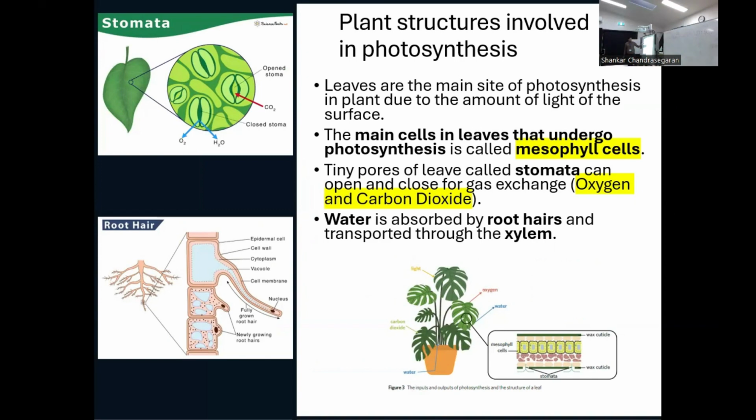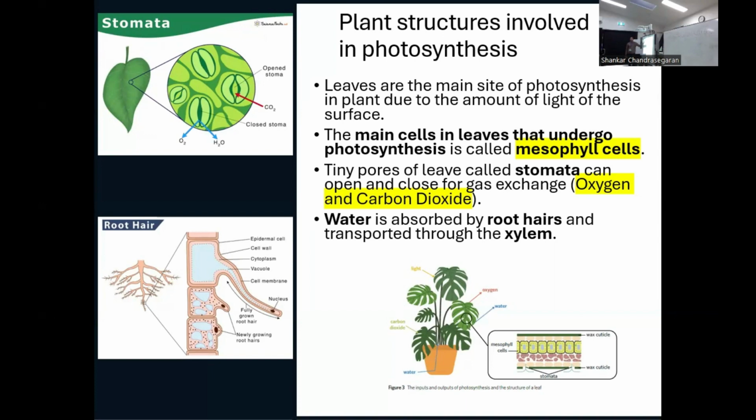So if we look at the stomata, if you zoom in, this is what you're going to see, right? These are tiny pores that can open and close depending on what time it is and whether the plant needs to actually open and close it. So when it is open, CO2 can go in, oxygen can come out, and so can H2O. And this is the normal process.